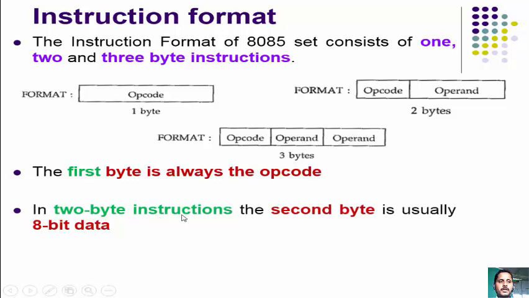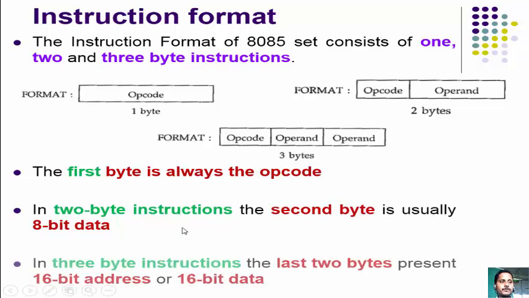In a 2 byte instruction, the second byte is usually 8-bit data, and in case of a 3 byte instruction, the last 2 bytes represent the 16-bit address or 16-bit data. And one more thing: in case of a 2 byte instruction, you will also find the second byte is an 8-bit address.